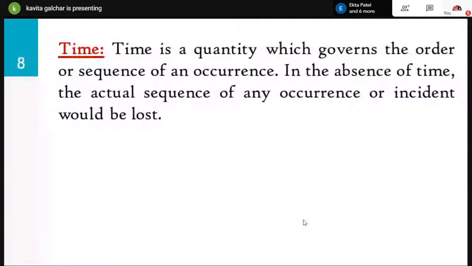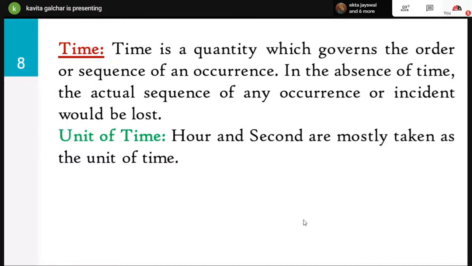Next one is, what is time? Time is a quantity which governs the order sequence of an occurrence. In absence of time, the actual sequence of any occurrence or incident would be lost. Hours or seconds are mostly taken as the unit of time.